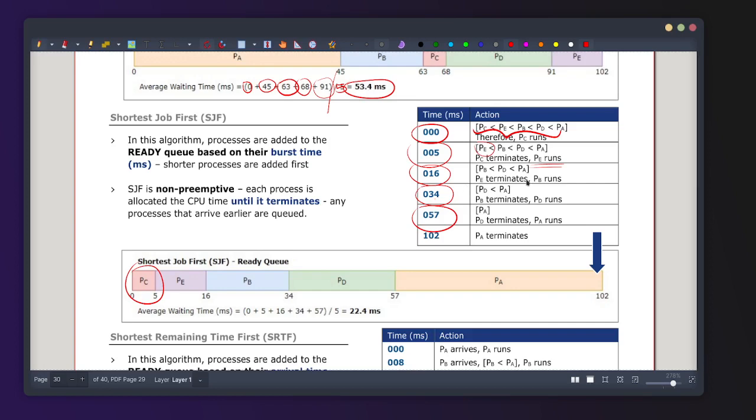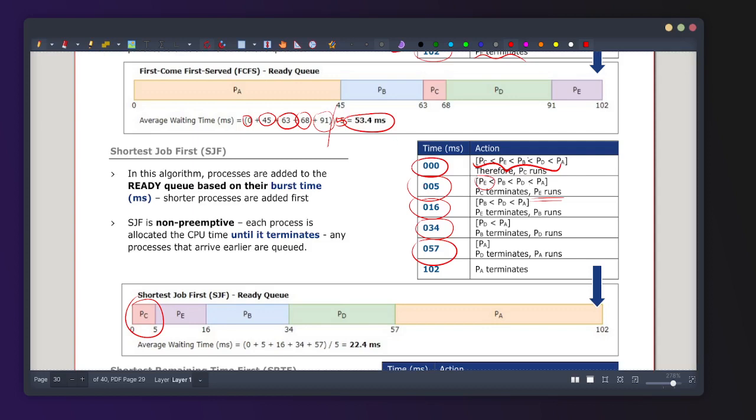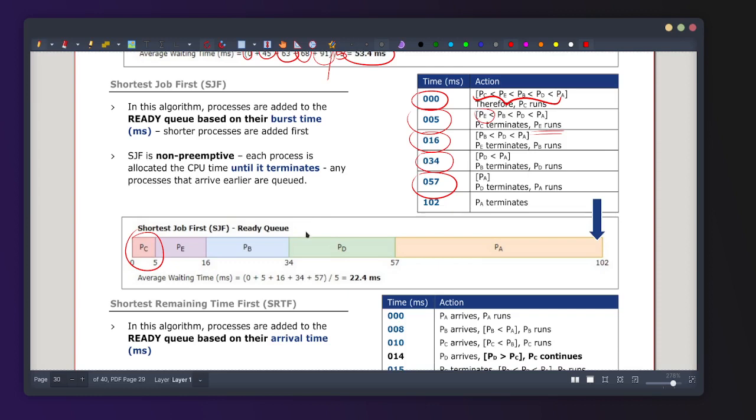So if you look at this, the first come first serve total time and the shortest job first total time is the same, 102 milliseconds, right? The total burst time for all the processes is constant, no? But what we're interested in is not the total time it takes, because that will be the same, but the average time. So in shortest job first, the shortest process goes into the processor first. So PC goes in first, then PE, then PB, then PD, then PA.